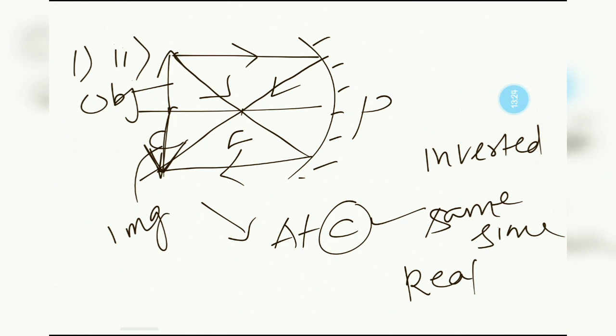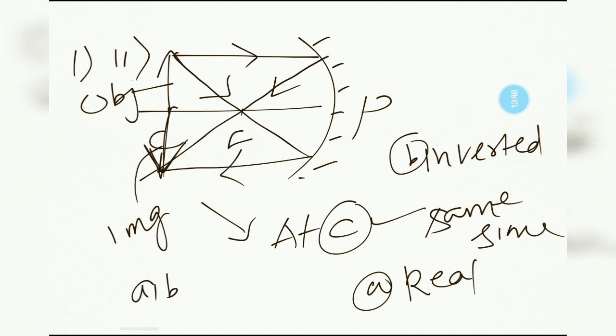Now let's look at the options first. Option A says that the image is real, so whatever I have written is here, so this is A. Option B says that it is inverted, that also I have written. Now option C says it's diminished. No, not at all. See, it is the same size as the object. So C cannot be the answer, and the options are A and B.